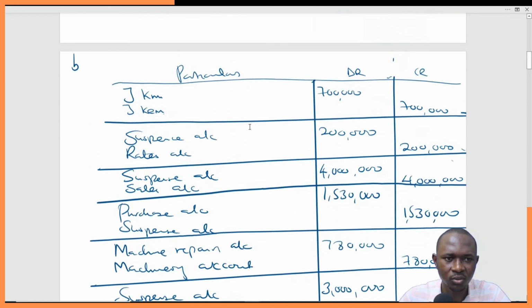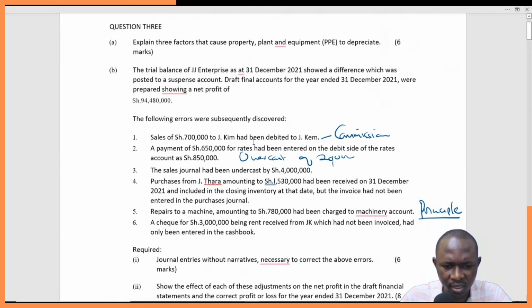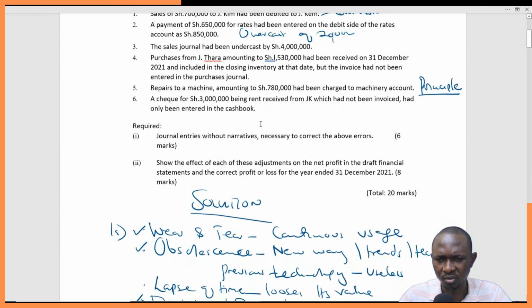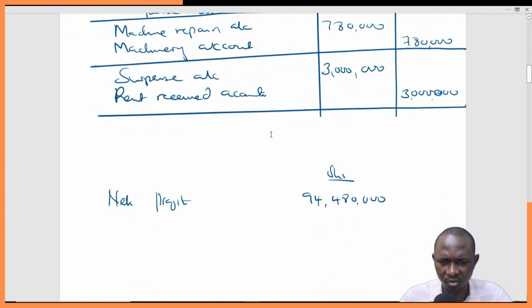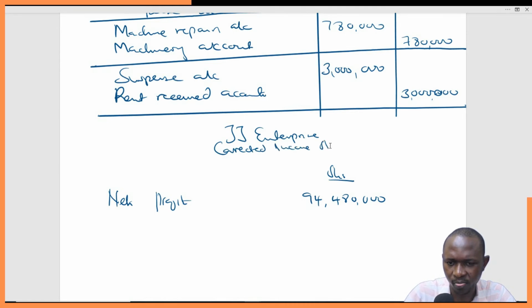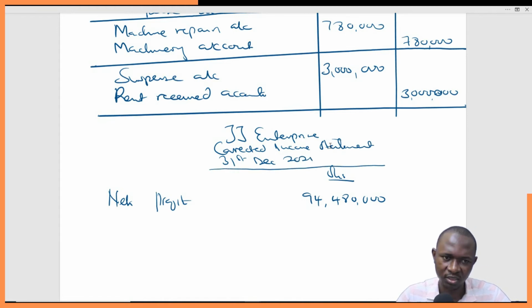And this is whose books? It's always good to start with the heading. These are books of JJ Enterprise at 1st December 2021. JJ Enterprise corrected income statement at 1st December 2021. Like that. So net profit is that.